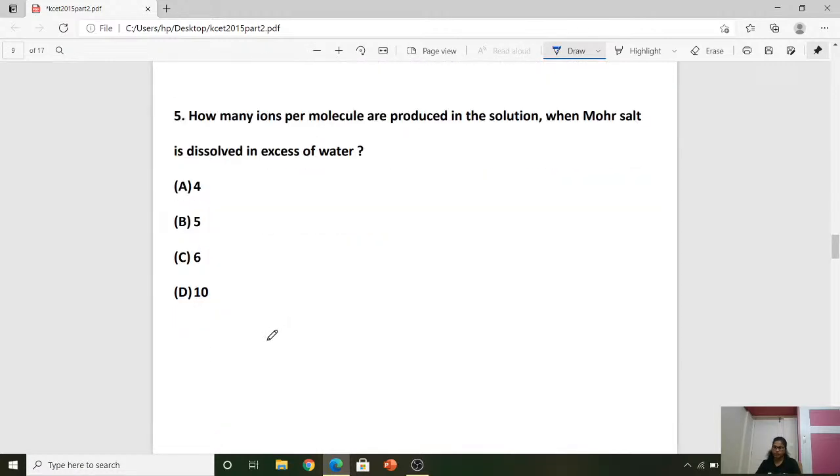How many ions per molecule are produced in the solution when Mohr's salt is dissolved in excess of water? Okay, so you can kindly give the answer. Now Mohr's salt you have studied under coordination compounds, the double salt. What is Mohr's salt? Mohr's salt is FeSO4, (NH4)2SO4, ammonium sulfate, 6H2O.